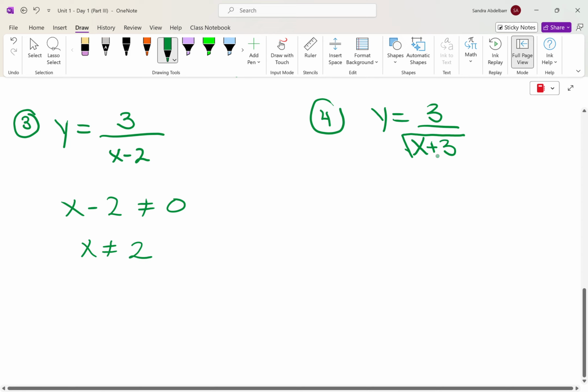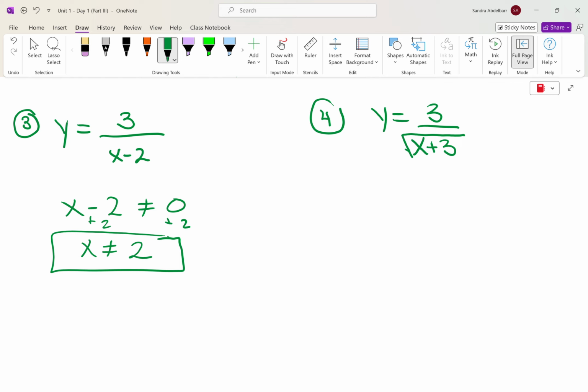You would just solve whatever that equation is. So I just added 2 on both sides. So this is our restriction. X cannot equal 2. That means it could be any other number under the sun except 2. Could it be 2.1? Yes. Can it be 2.0075? Yes. It could be any number, just not 2.